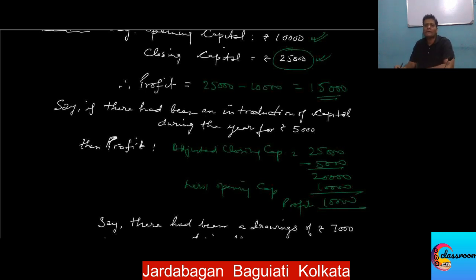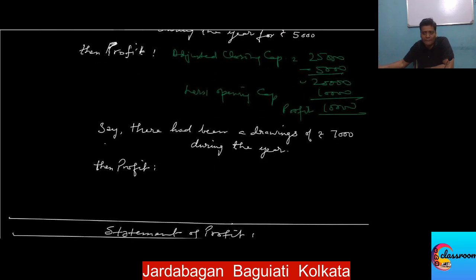So what did we learn? When there is a fresh introduction of capital, we need to subtract it from the closing capital to find out the closing capital which has increased only due to profits. So 20,000 is the adjusted closing capital, and from that we deduct the opening capital of 10,000 to get a profit of 10,000.